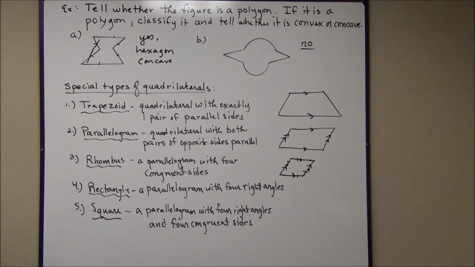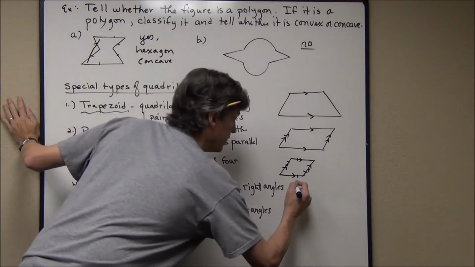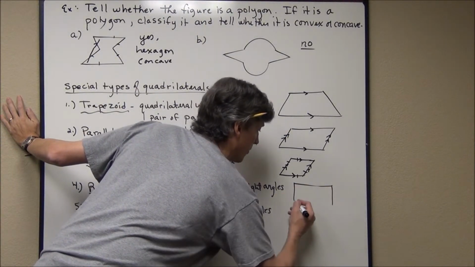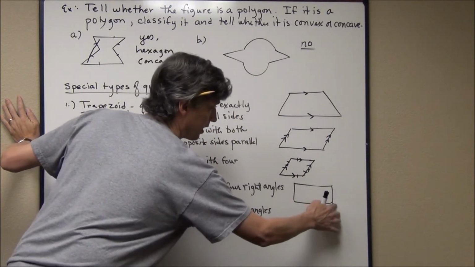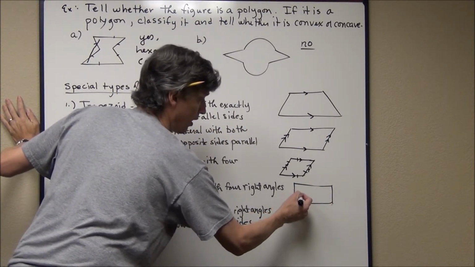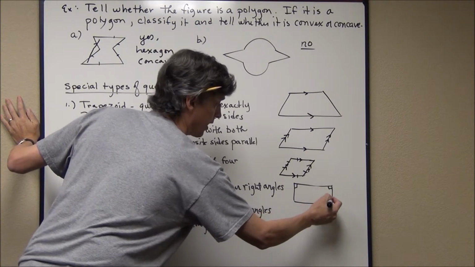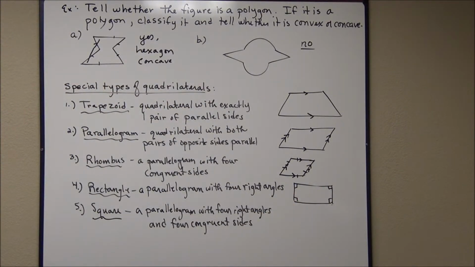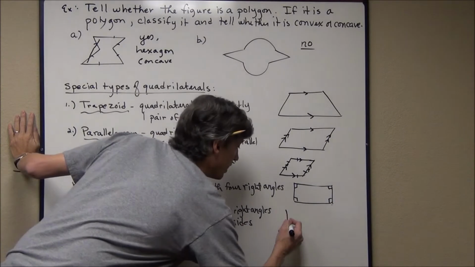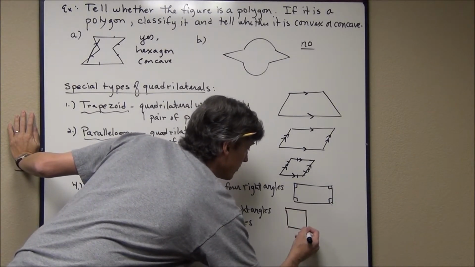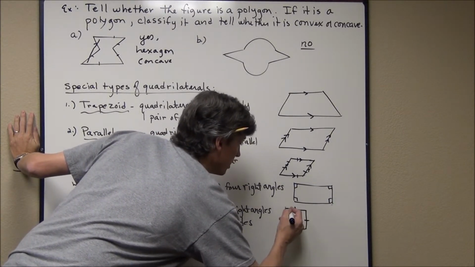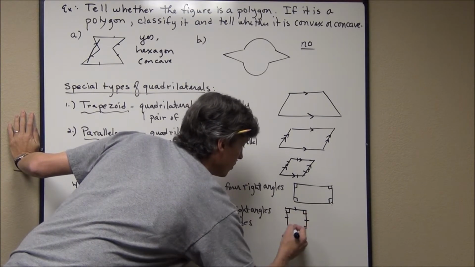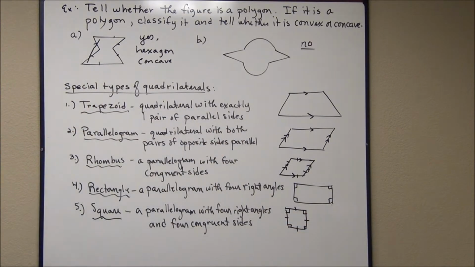A rectangle, everybody knows what a rectangle is. It is a special type of parallelogram. Believe it or not, this is a parallelogram because the opposite sides are parallel, but it also has four right angles. So that would be a rectangle. And then a square, which is just a special type of parallelogram, it's actually a special type of rectangle, has four right angles, and it also has all four sides congruent to one another.